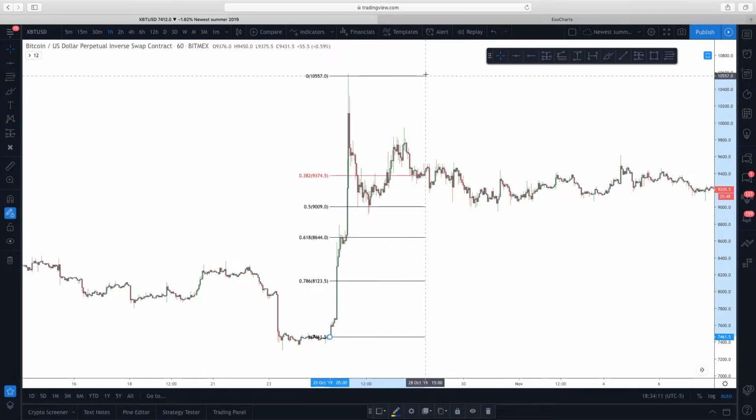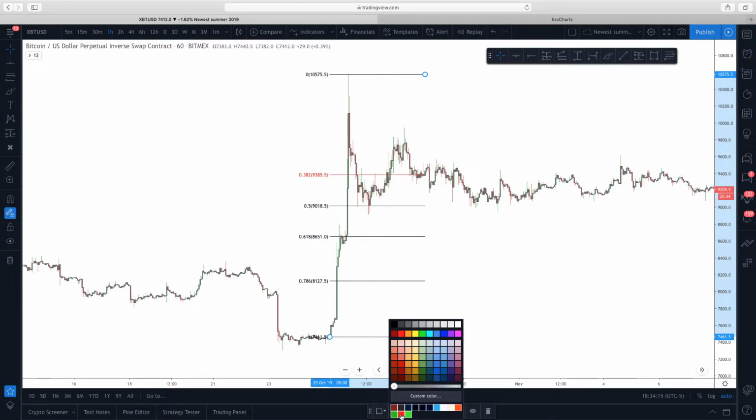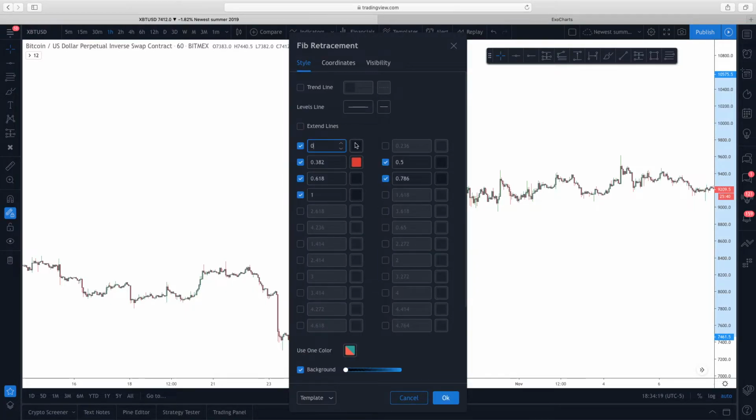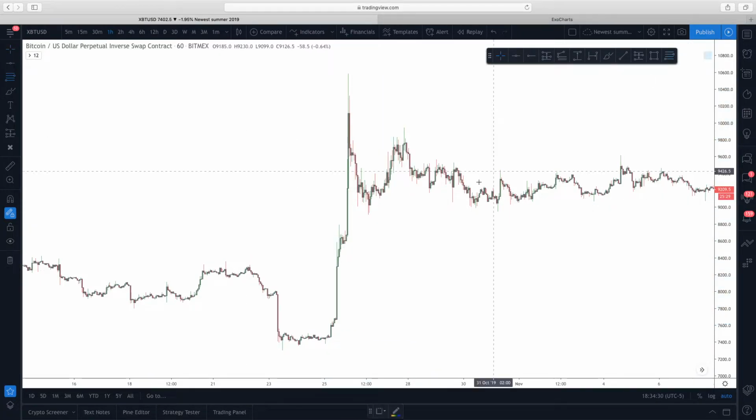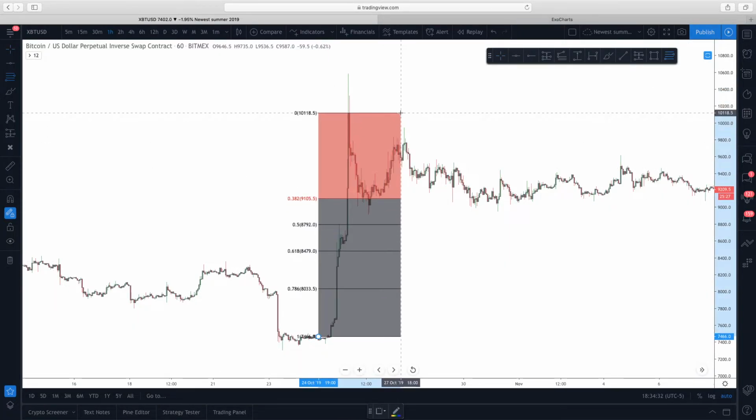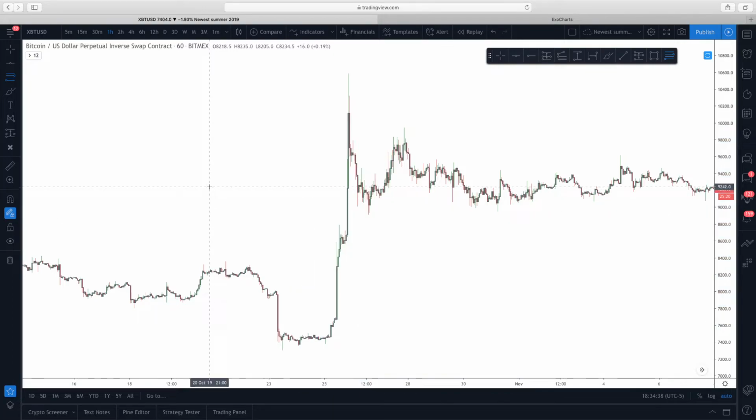If I go further up, it's the 50. So what you can do is take your fib tool and highlight these areas, the background area between them, so you know you're looking to buy pullbacks into this area. If you want to use the fib and get in on some type of pullback, highlight the 0.5 to the 0.382, and this is where you're going to be placing limit orders.